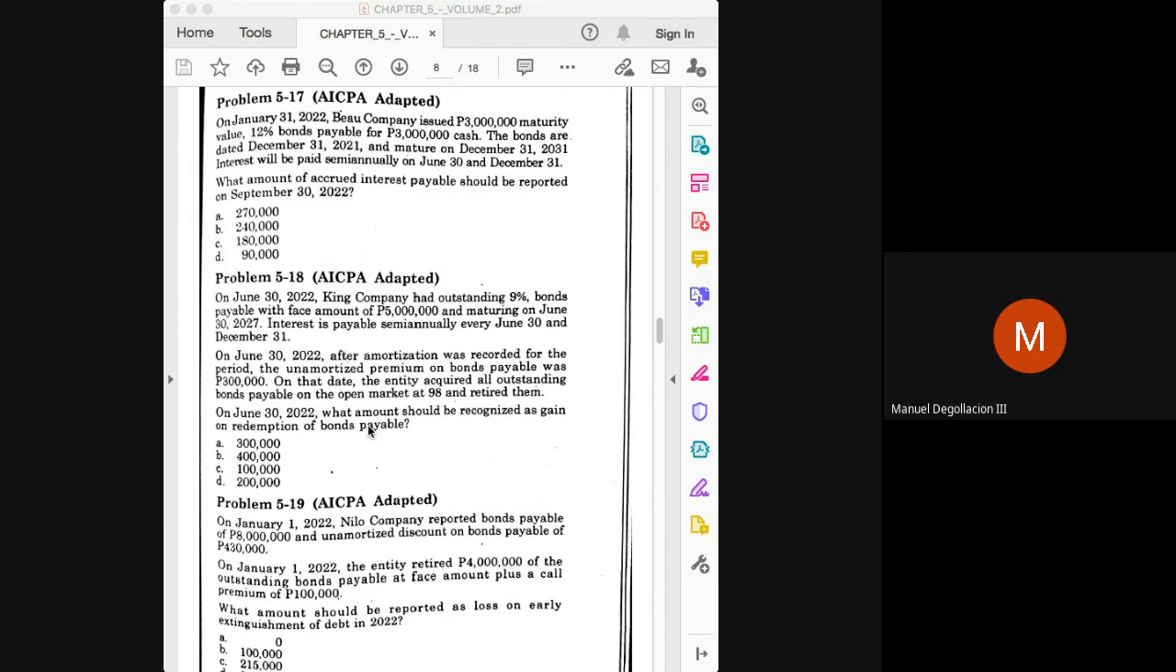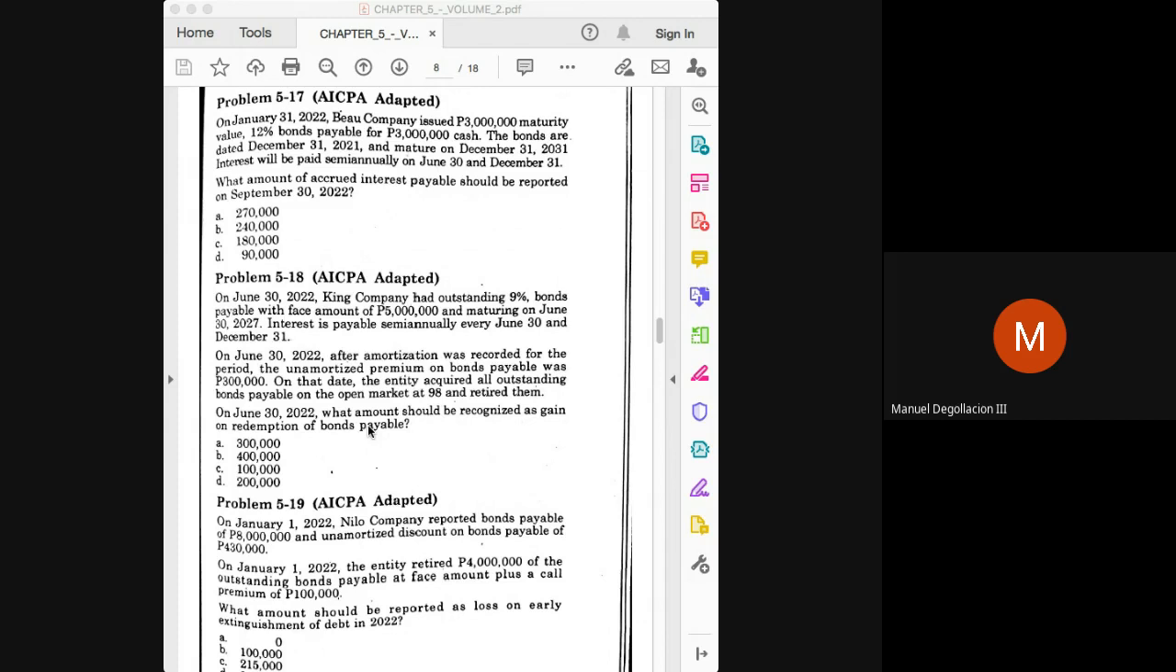Okay, but that's not correct because whatever interest might have accrued from January up to June would have already been paid on June 30. Remember, the interest payment dates are June 30 and December 31. So even though the bonds are dated December 31, and even though they were issued on January 31, as of September 30 the accrued interest that is still outstanding will not include those from January to June.